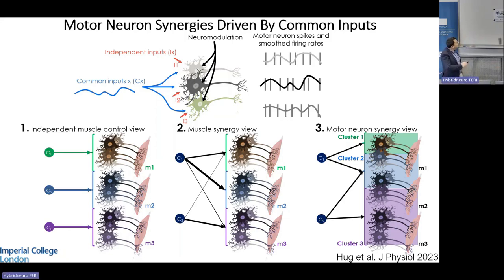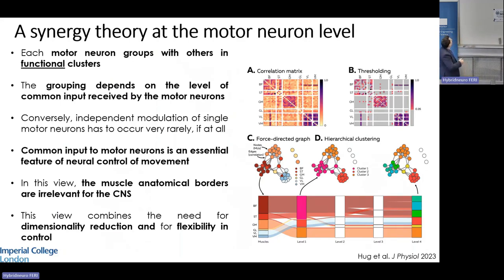So in this view, which is actually the current view, you can look for commands that are spare and that can be used for additional external control. And this brings you to a synergy theory at the motor neuron level that tells you the motor neurons have to be grouped in functional clusters, and we discussed why they have to be grouped. There is no other way to control them. These functional clusters correspond to a certain behavior, but the muscle anatomical borders are irrelevant. So the cluster can cross the muscle anatomical borders. The nervous system sees the motor neurons, not the muscles.